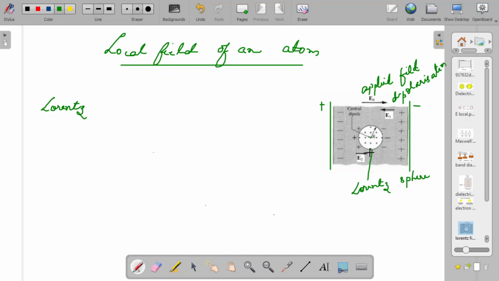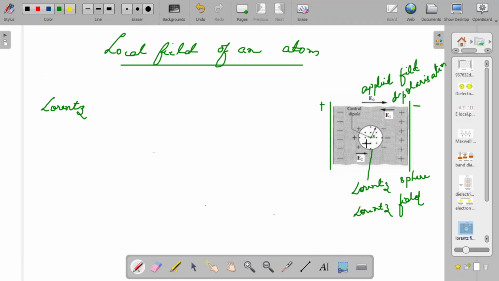So this field which is existing on the Lorentz sphere is called the Lorentz field, and here it is denoted as E2. It is called the Lorentz field or Lorentz sphere because this idea was introduced by the scientist Lorentz. So this is all about the field on the surface of the sphere.